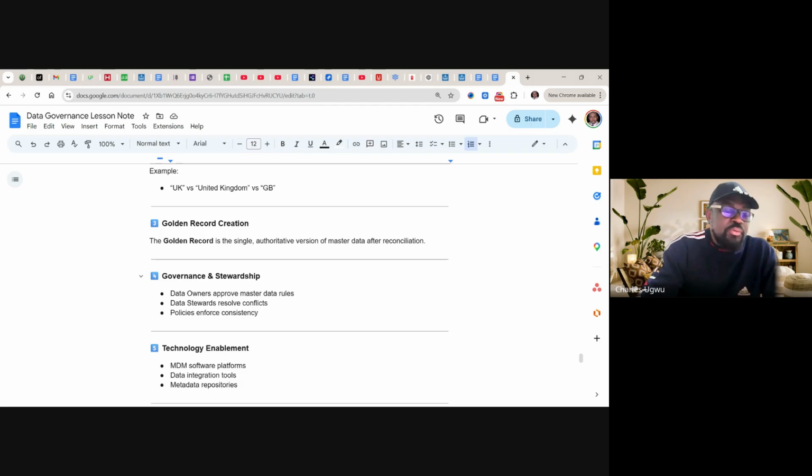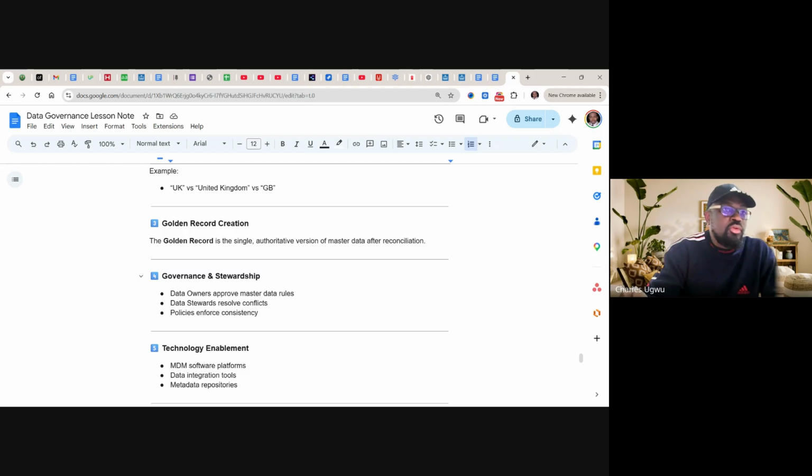Governance and stewardship. Data owners approve master data rules. Who is the owner? That's why we always assign ownership. Ownership approves, this is the standard. When we're talking about golden standard, the data owner approves the standard. Then the data steward resolves conflicts. If anybody goes against that golden standard, the data steward will say no.